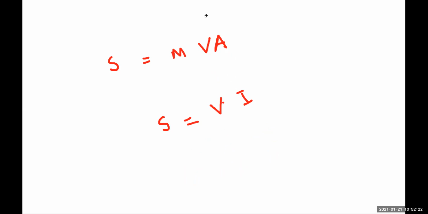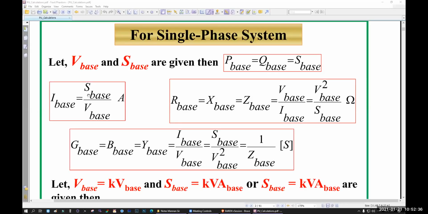If V base is given, S base is given, can you find out the I base? Yes, sir. Then I base will be S base divided by V base. See, if this is MVA and this is kV, the volt will be gone. Mega is 10 to the power 6, kilo is 10 to the power 3, so 10 to the power 3 will be gone. So you will have kilo ampere.